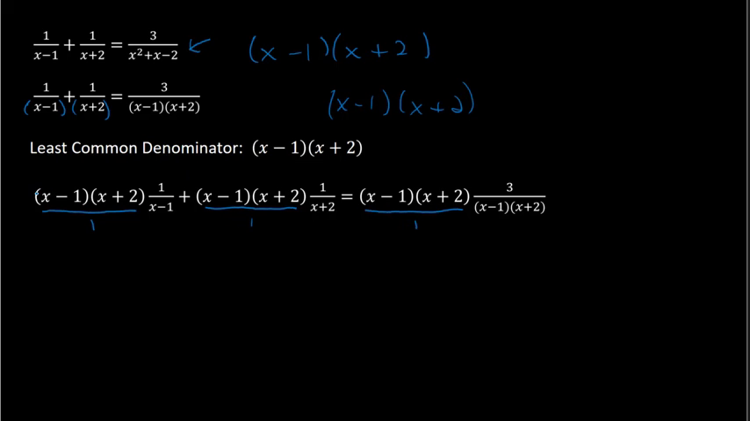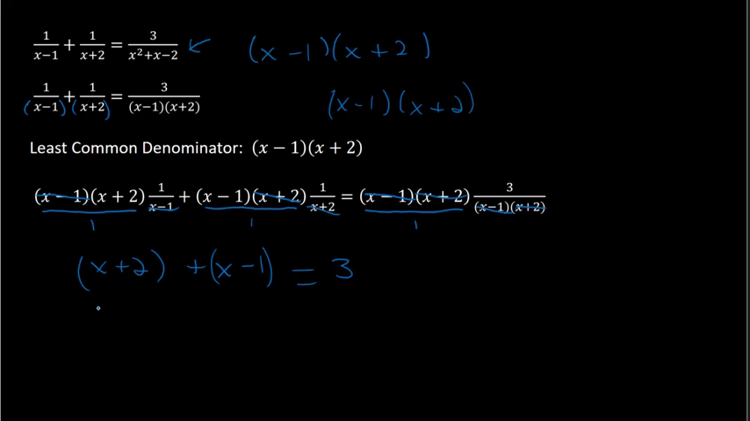And for the first term, notice the x minus 1's cancel. So I have left x plus 2 times 1, or just x plus 2. For the second term, the x plus 2's cancel. I'm left with x minus 1 times 1, which would just be x minus 1. And then for the other side, the x minus 1 and x plus 2 would cancel with the x minus 1 and x plus 2 in the bottom. That gives me 3 left over.